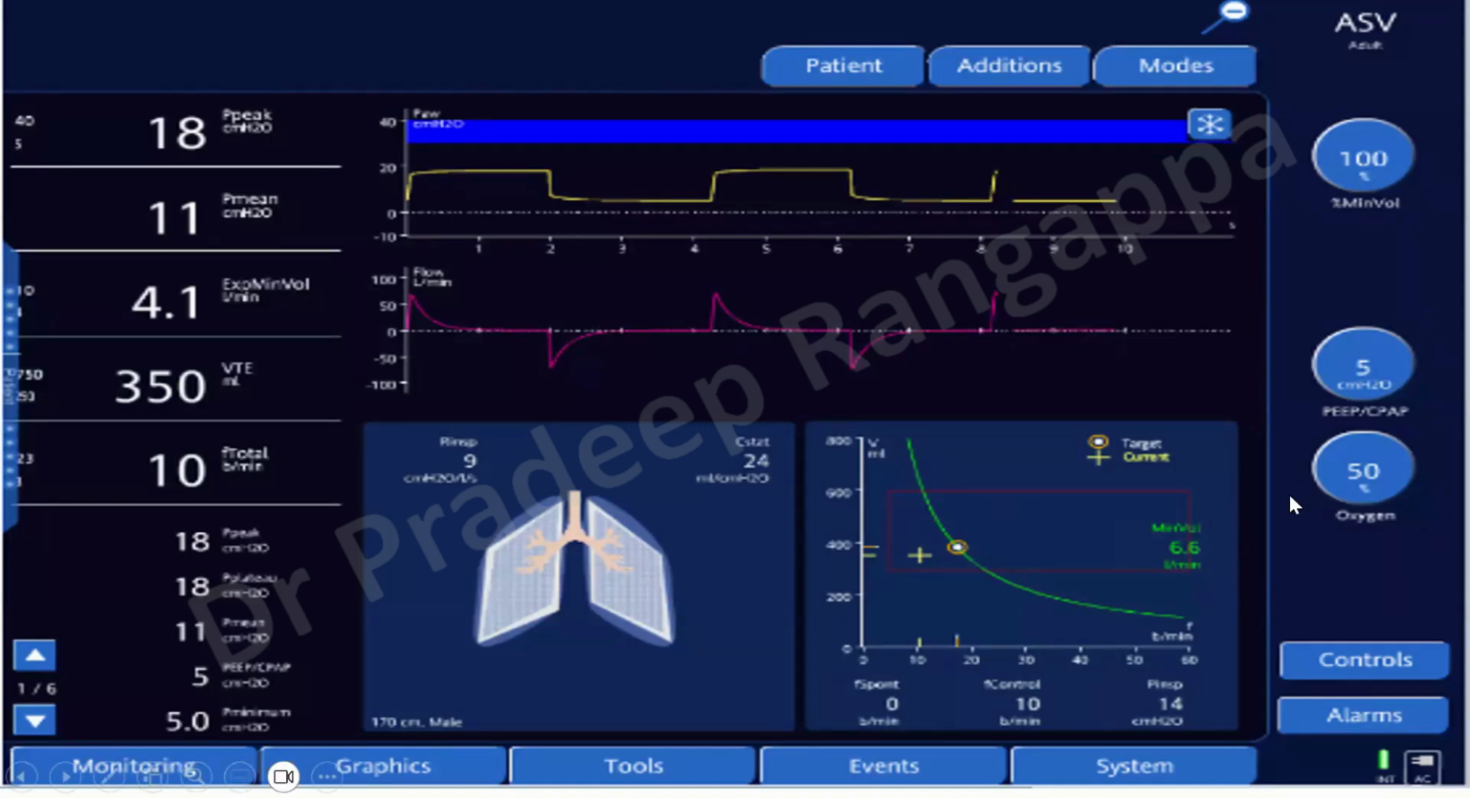And as you see here, FiO2 is set at 50, you have set PEEP. And these are the set variables. And these are all the variables that the ventilator has set. It has set the tidal volume at 350, as you see. And it sets the rate at whatever optimal rate. And it plots the graph. As you see, it has taken the central point.